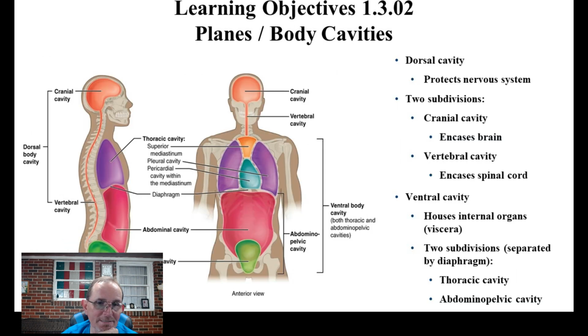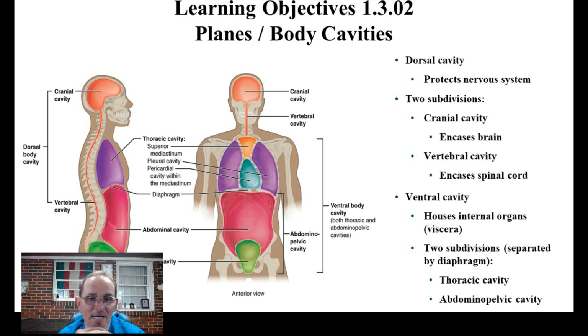Okay, body cavities. Guys, there's a lot of body cavities. And a lot of people will get confused on this. So let's go with the simplest ones first. The dorsal cavity, dorsal means back. That is the dorsal cavity. Now, the part of the dorsal cavity that has the brain only is called the cranial cavity. The part that only has the vertebrae or the spinal cord is the vertebral cavity.